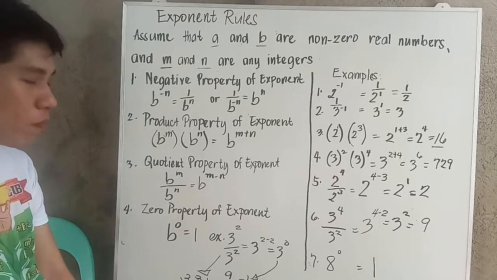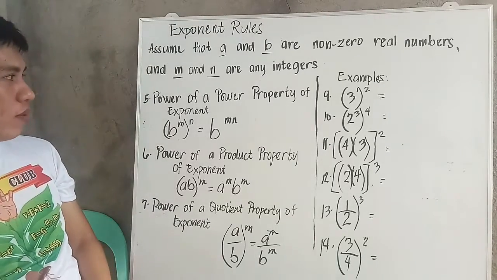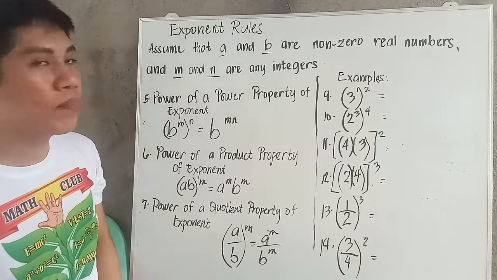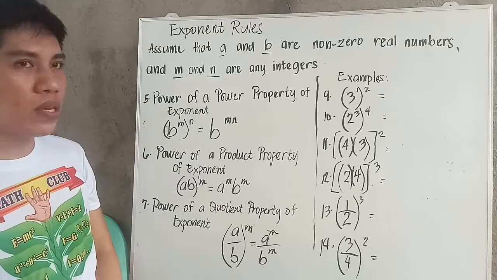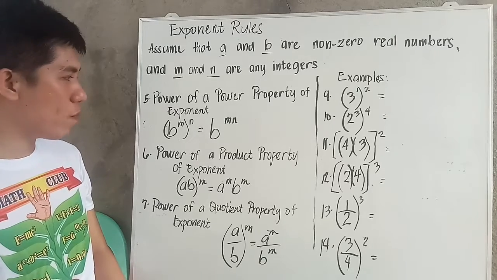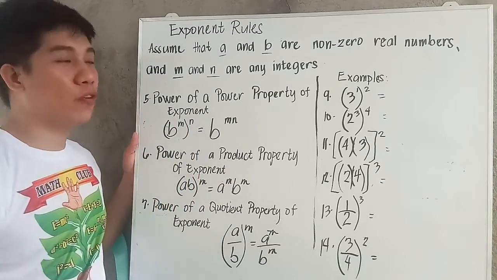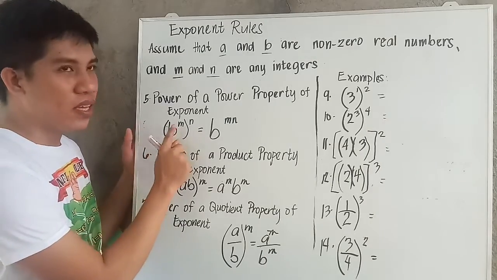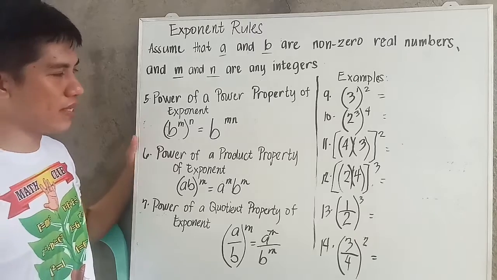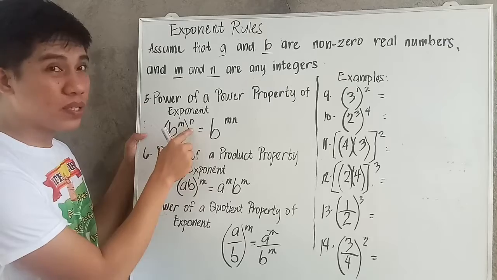For number 4, the zero property of exponent. Okay, so we will continue on the 5th rule to 7th rule under the exponent. So on the 5th rule, we have here the power of a power property of exponent. We have b raised to the power of m, then raised to the power of n. This is what we call a power of a power, because the power m, gi-raise pa jud siya sa another one, which is n. So in that case, if these things will happen, all we have to do is to multiply the powers.